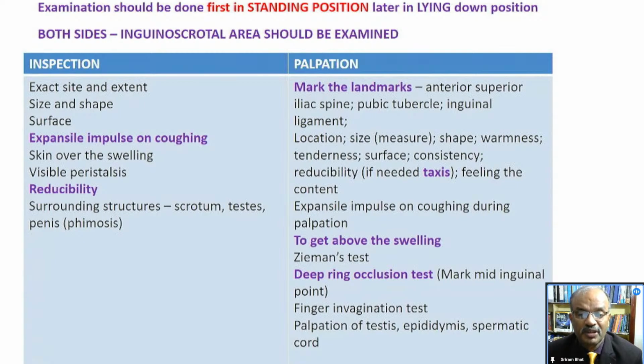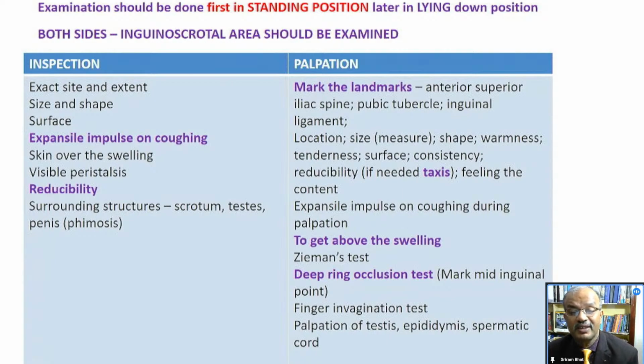Then the most crucial test is the deep ring occlusion test. Then the finger invagination test. Remember, the deep ring occlusion test is initially reduction, placing the thumb in lying down position because you reduce the content. Then ask the patient to stand. So it is concluded always in standing position. That point also you have to remember.